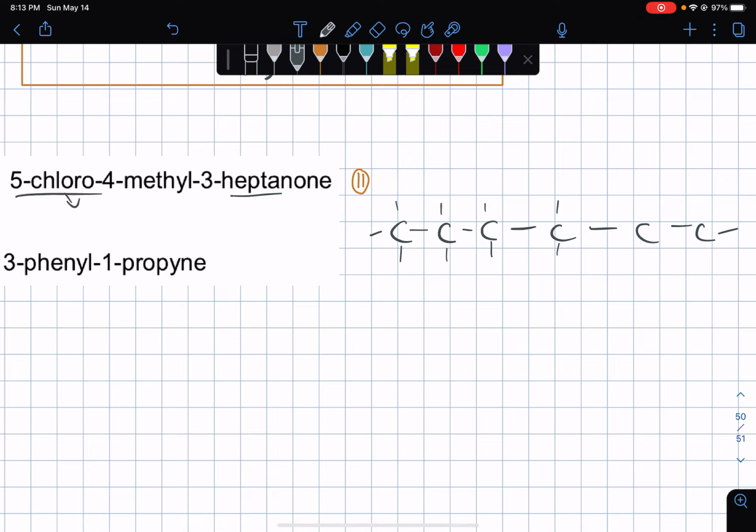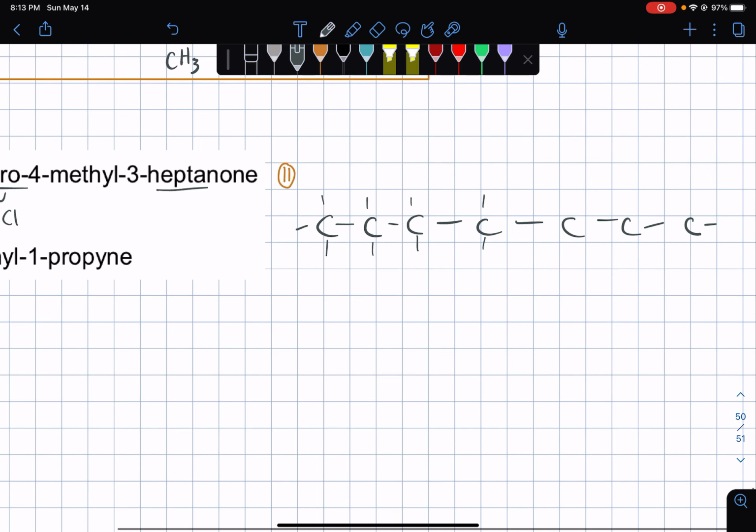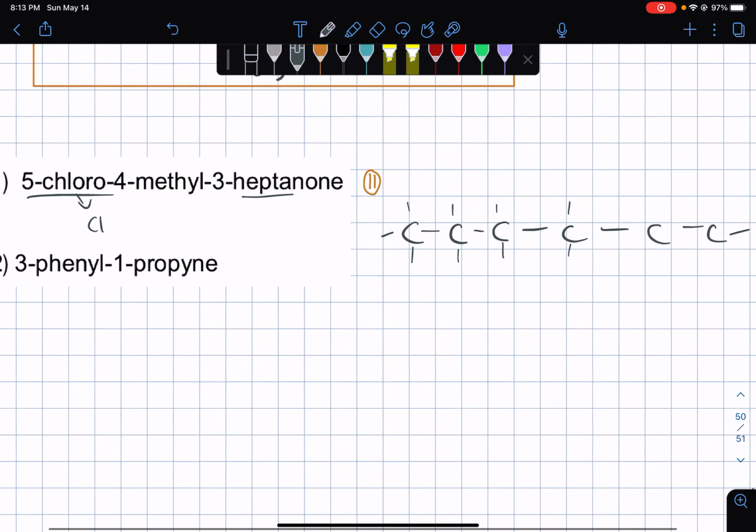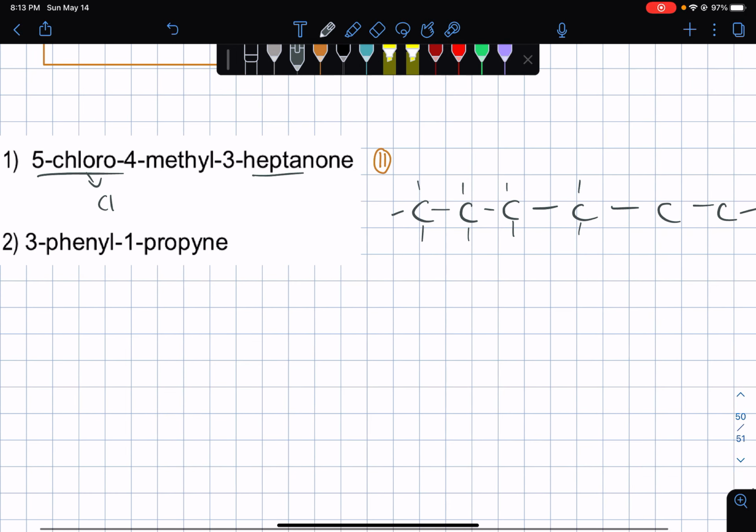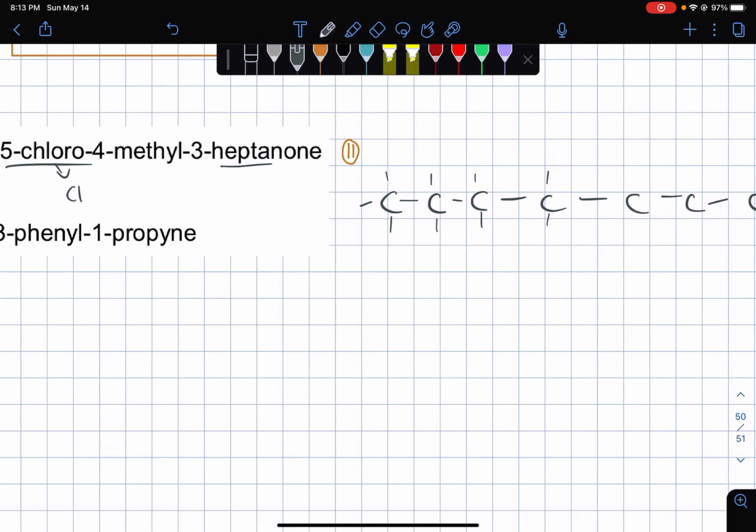5-chloro. So we have chlorine in the 5th carbon. That's a substituent associated with alkyl halide. We all know that chlorine is one of those halogens. So as long as there is a halogen together with anything else that is also a functional group, then that's definitely an alkyl halide. So how do we know where to count, from left to right or from right to left? In this scenario, it doesn't really matter. But I personally prefer, which is still universally correct, to read from left to right.